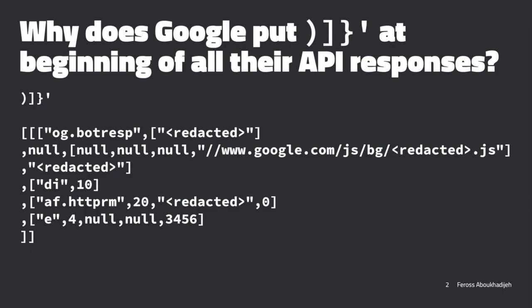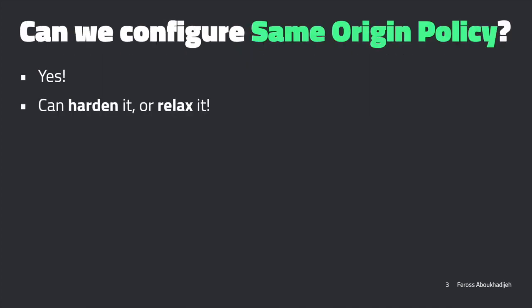It's probably for some important reason, right? They wouldn't just add it for no reason. It's probably defending against some kind of attack. Okay, so now let's talk about ways to configure the same origin policy.